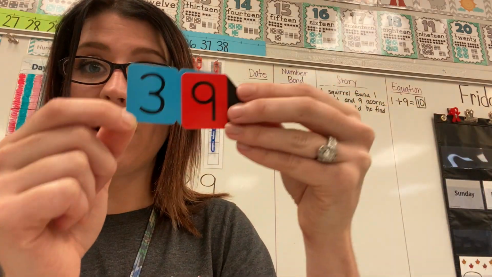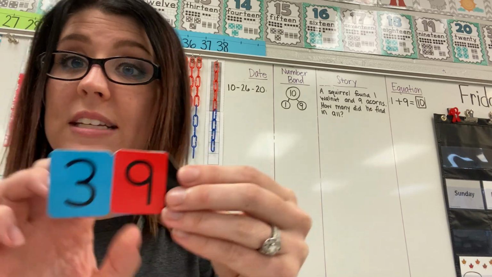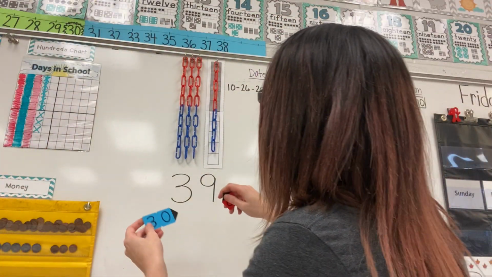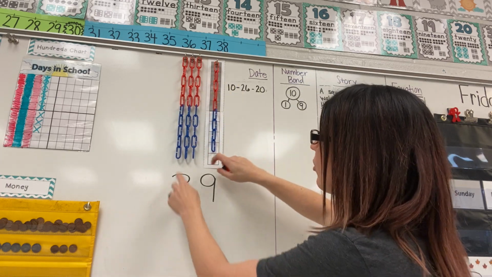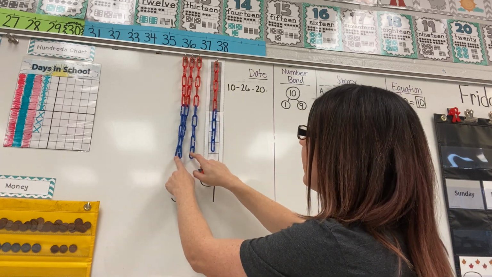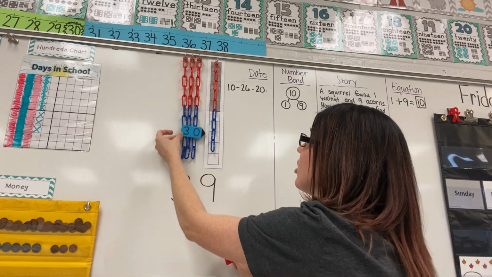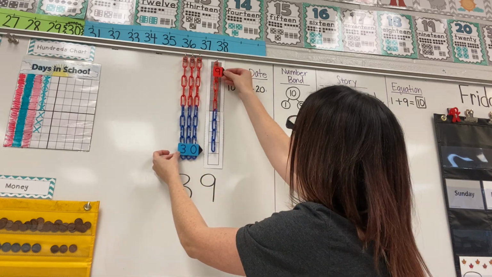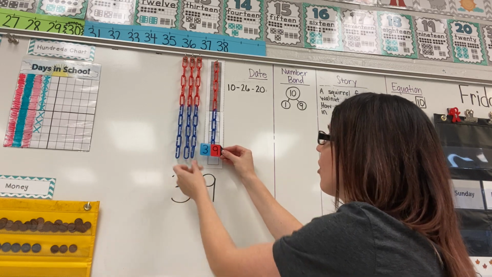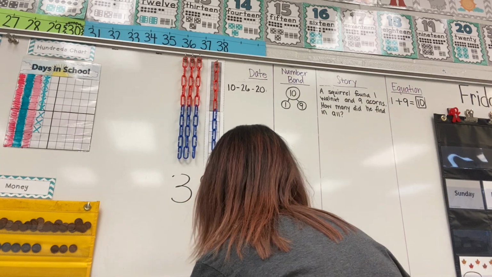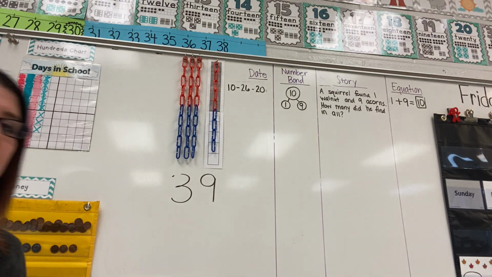30 and 9 make 39. So this looked like a 3, but it was really 30. We just couldn't see the 0. And that's because there are 3 groups of 10. 3 groups of 10. 1, 2, 3. And in these 3 groups of 10, there are 30 chain links. And over here, there are 9 chain links. And when 30 and 9 are together, we write it as 39. Pretty cool, huh? All right, let's go ahead and add the number to our number line.